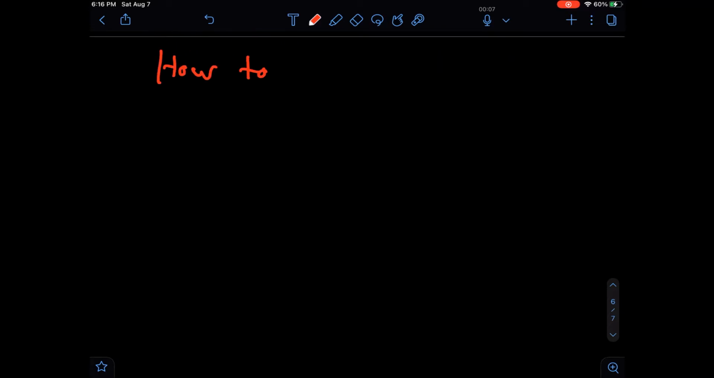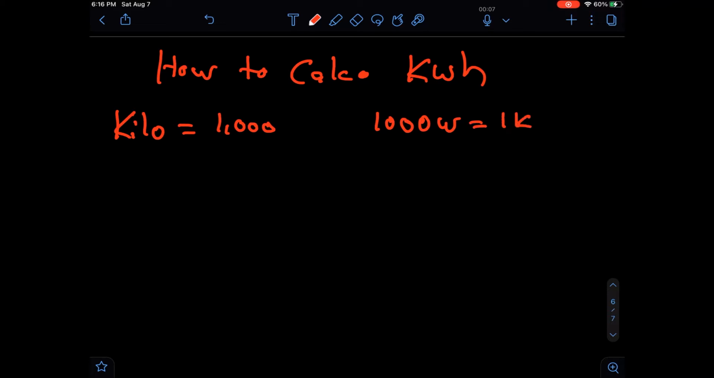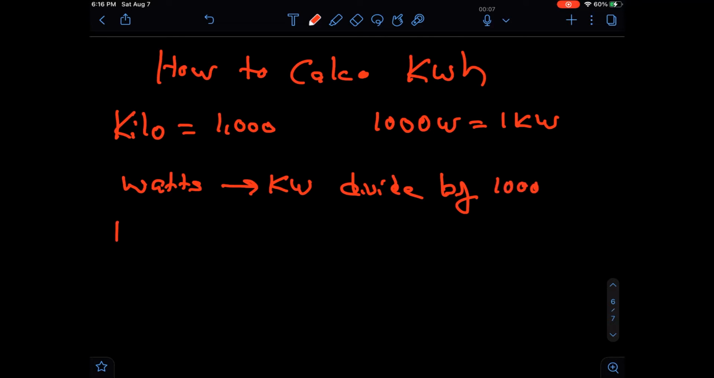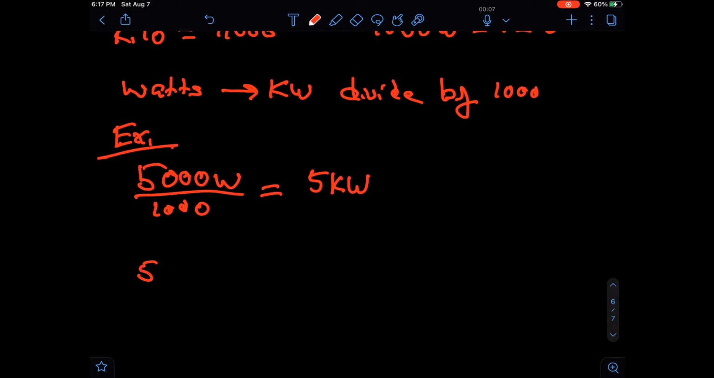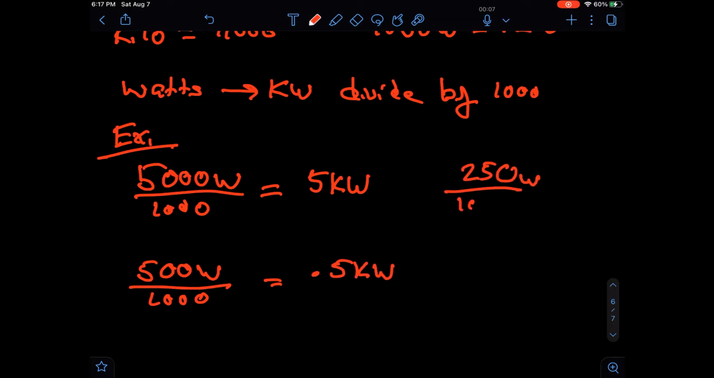So how to calculate kilowatt hours? A kilowatt simply is a kilo, meaning 1,000. So 1,000 watts is 1 kilowatt. If I want to go from watts to kilowatts, I simply divide by 1,000. A couple examples of this: 5,000 watts divided by 1,000 is 5 kilowatts. 500 watts divided by 1,000 is 0.5 kilowatts. Similarly, 250 is 0.25 kilowatts, and 100 is 0.1 kilowatts.